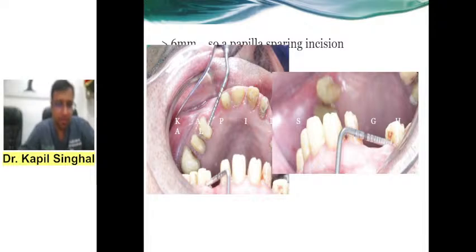So suppose my buccolingual width is 7 mm. So I can maximum place an implant of 3 or maybe 3.5. So the width of the implant depends upon how much is the mesiodistal space and how much is the buccolingual width. Okay.